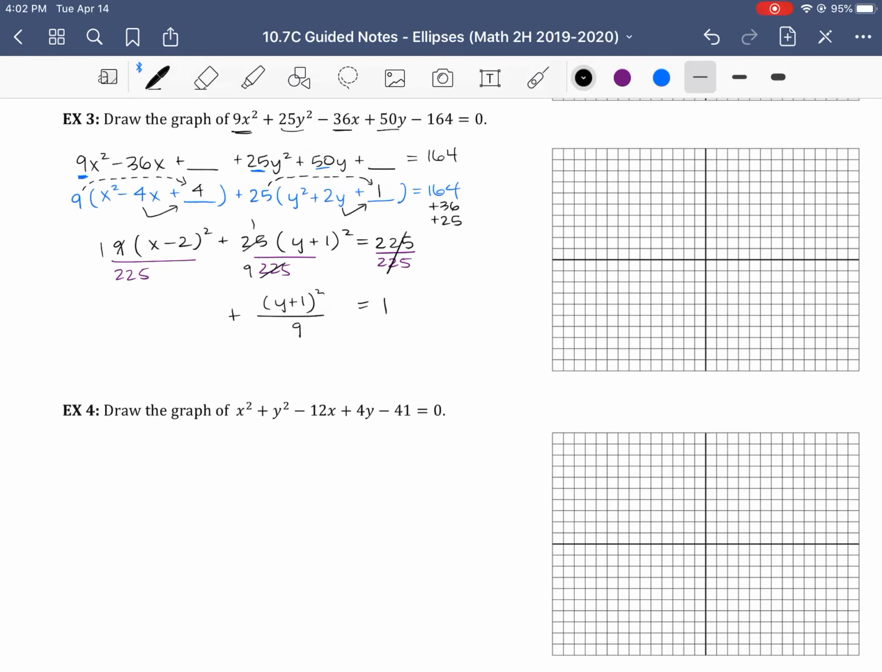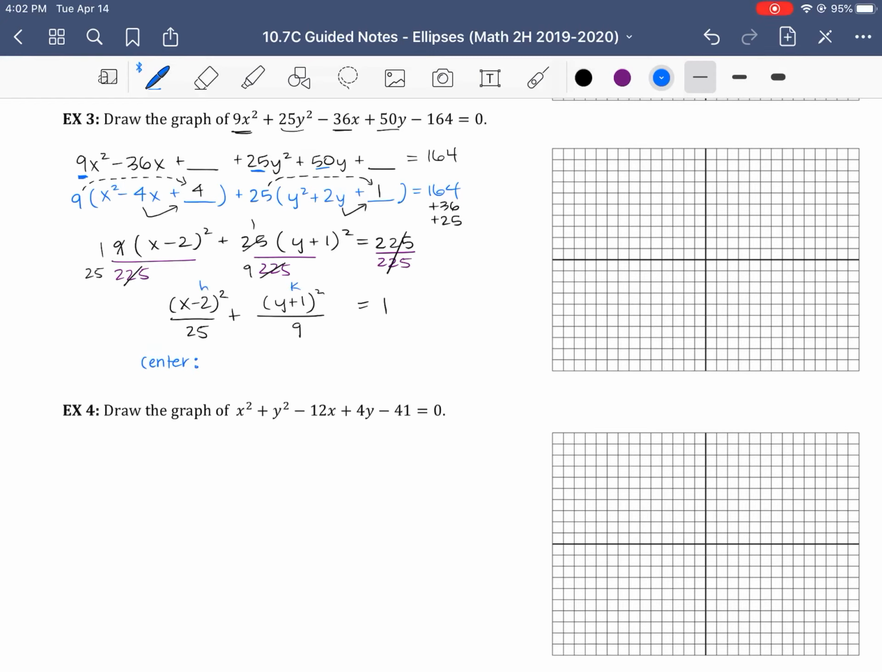We simplify the coefficient on the x term. 9 goes into 9 once, and it goes into 225 25 times, just like we said on that last piece. So we have 25 left on the bottom. Okay, again, now this gives us all the information we need to graph.